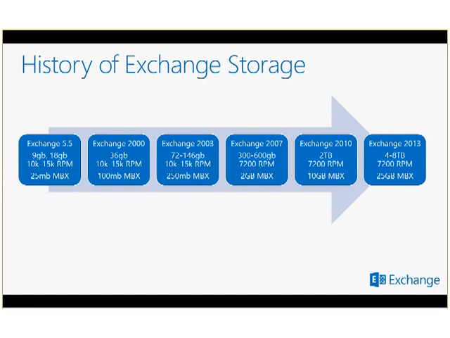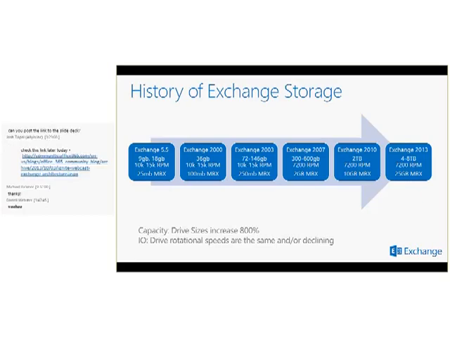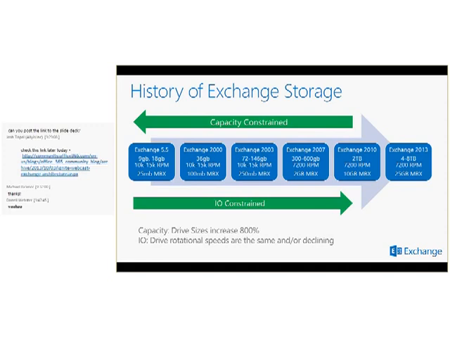SATA or SAS maybe, depending on your deployment types and what you need, are both acceptable. And 25 gigabyte mailboxes are starting to be the norm. We even just created Office 365 to handle 50 gig mailboxes, so we've even doubled that. All right, so over time, what we're seeing is that we used to be very capacity constrained in a deployment. And now, because of the jump in spindle sizes, we're now I/O constrained.